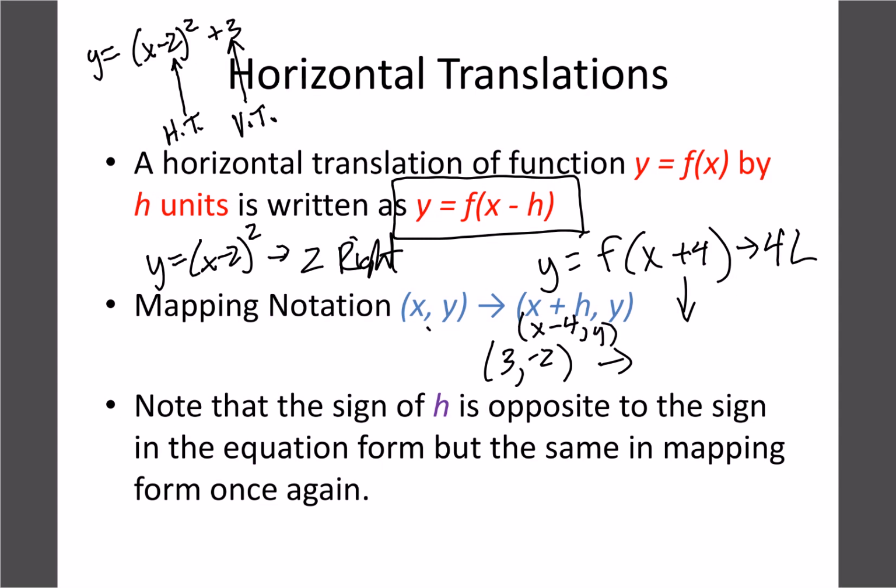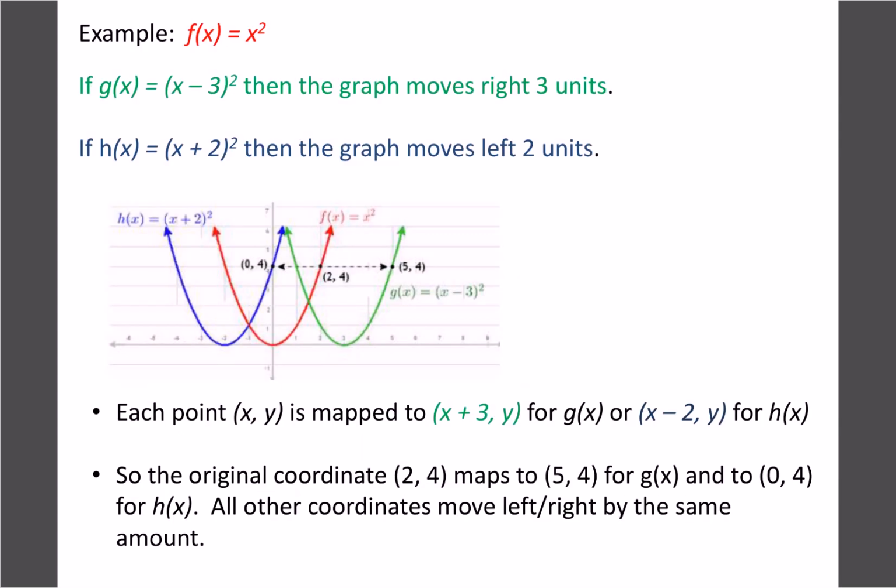Let me just write it in here. So our (x, y) would change to (x minus 4, y) because we're going left. So our 3 minus 4 would give us negative 1, and the y would stay the same, negative 2, sorry. Okay, so you just got to be really careful with the signs for horizontal because it is always sort of opposite. A good way to remember is your equation will be opposite, but the words, the mapping, the graph, all of that will match according to logic. And we'll look at a few examples in a minute.